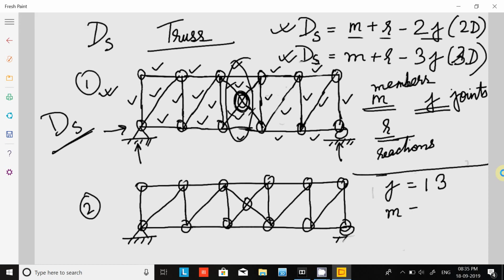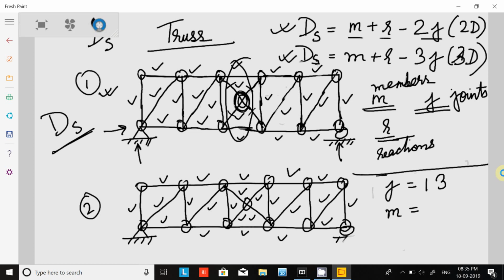Then m: 1, 2, 3, ... 23. I'll just correct it once again. 1, 2, 3, ... 24. m will be 24 and r will be same, 3. 2 here and 1 here.